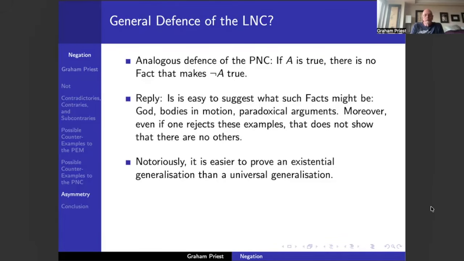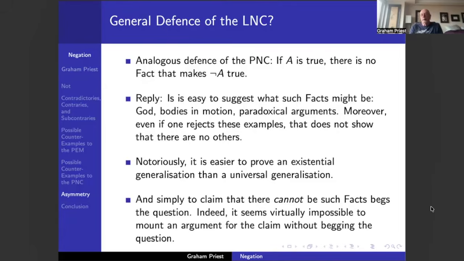Now, you might want to just sort of stamp your foot at this point and say, well, yeah, but there just can't be facts which make both A and not A true. But that, I'm afraid, simply begs the question. And indeed, it seems virtually impossible to mount an argument for the claim that there can't be such facts without begging the question. Now, that's itself a thought that requires much more consideration. And since I've more or less run out of time, I'm not going to go into that now. I shall leave that for your consideration.